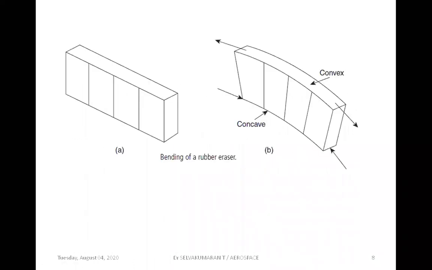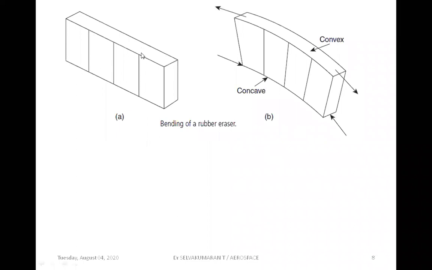Now let me take one example. It's a rubber eraser. I've taken a rubber eraser. Let me assume this width as B and this depth as D, for example, a rectangular cross section. Let me hold this rubber with the left hand and right hand here.